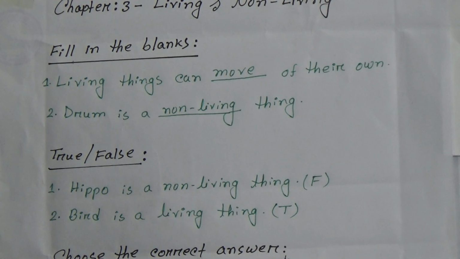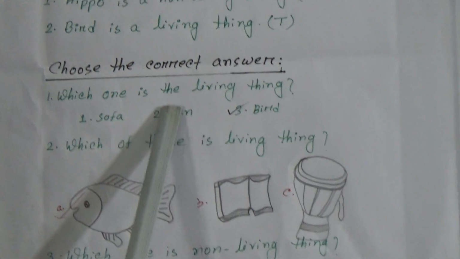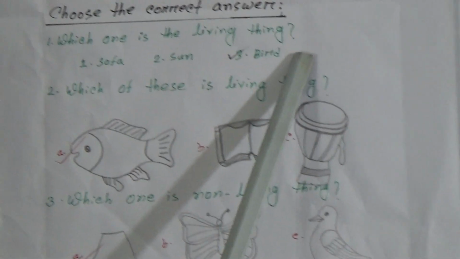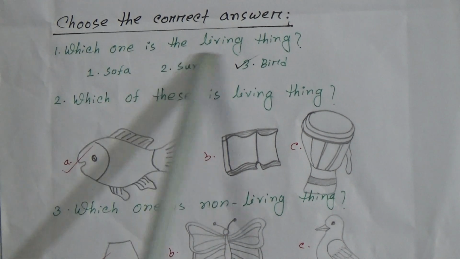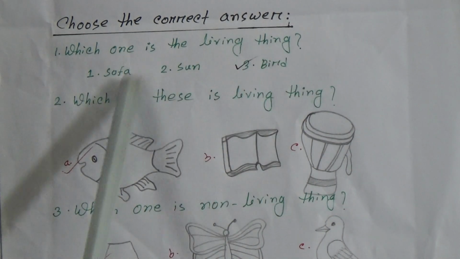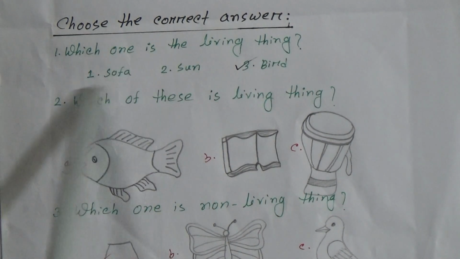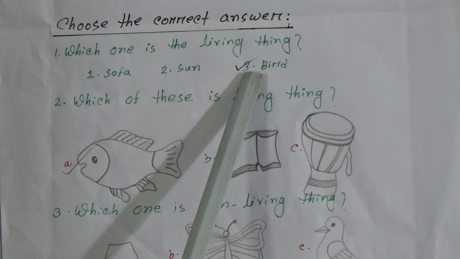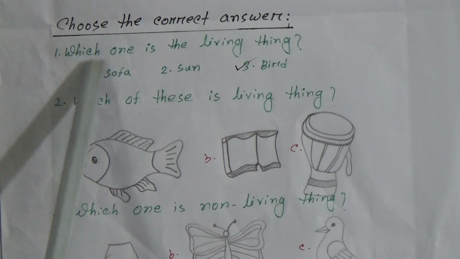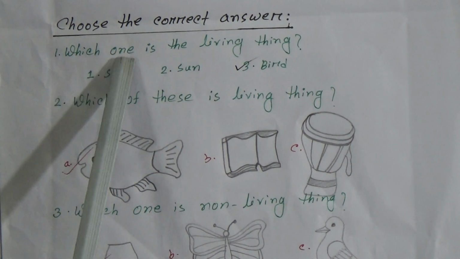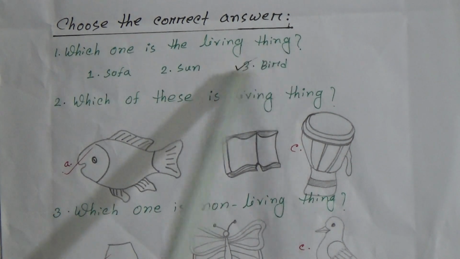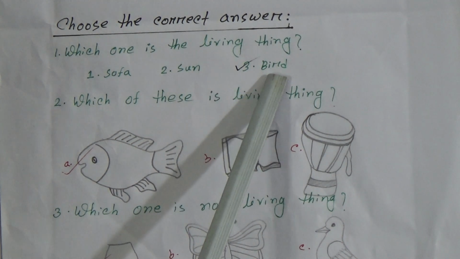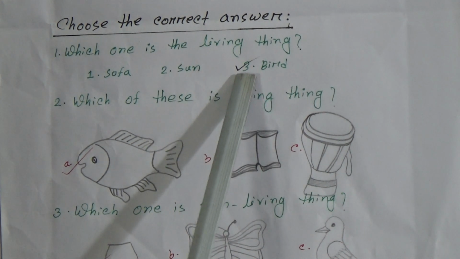Now go to the choose the correct answer. Number 1, which one is the living thing? Here our options are number 1, sofa, number 2, sun, number 3, bird. So our question was, which one is the living thing? The answer is bird.